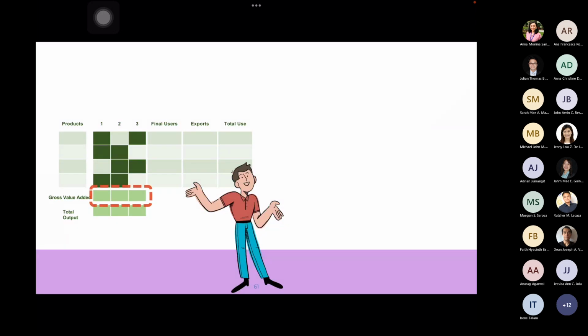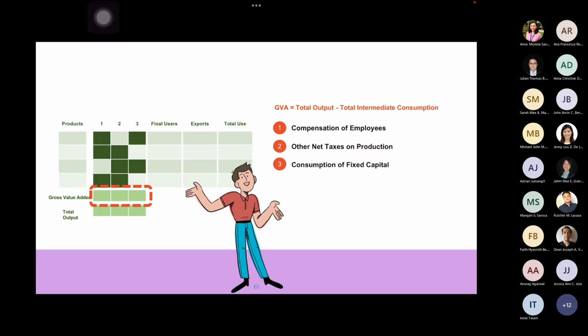Okay. So next, let's discuss gross value added. So here we have the following components. So we have the compensation of employees, other net taxes on production, consumption of fixed capital, as well as operating surplus and mixed income. So recall that the gross value added is equal to the total output minus the total intermediate consumption.